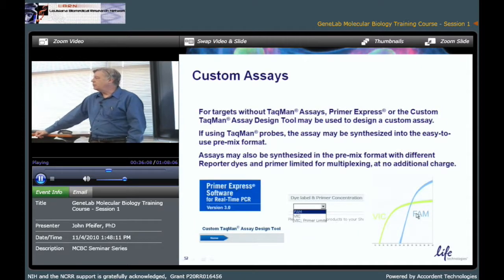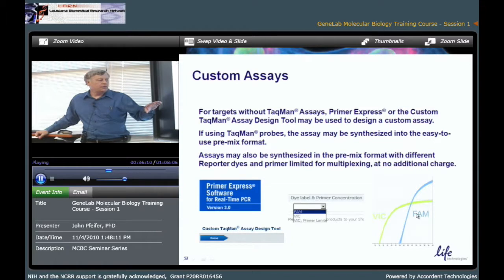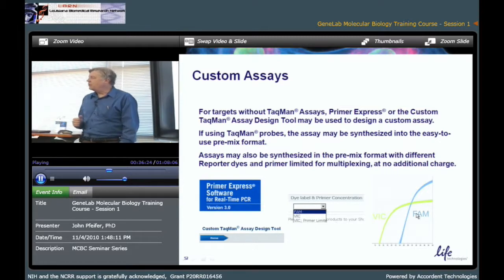So as I mentioned, for custom assays, whereas for years we've been talking about Primer Express, now the custom assay design tool gives you a whole new set of options that you never had before. The option to generate assays in that 20x premix, so it's really easy to use, minimizes error potential, minimizes time, and so forth. Also, if it's one of the species that we cover, we'll do the bioinformatics for you.